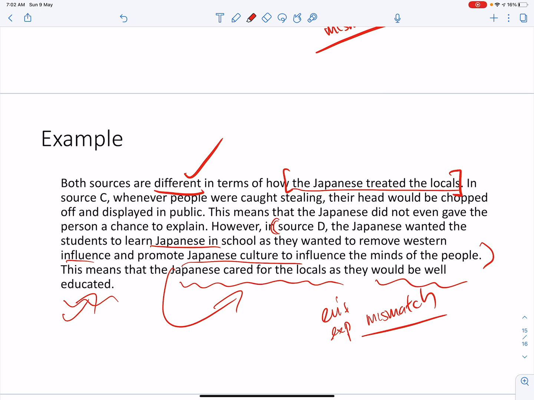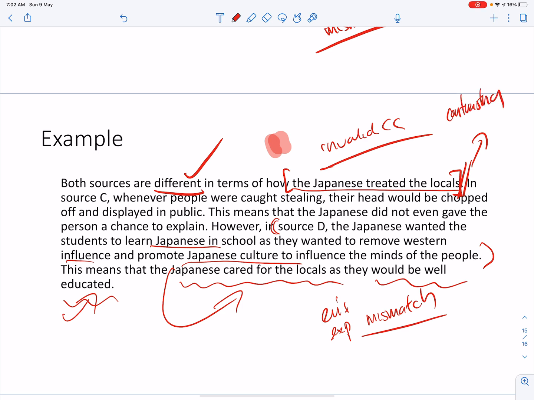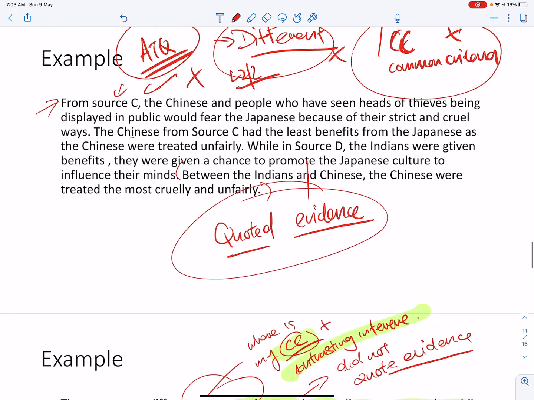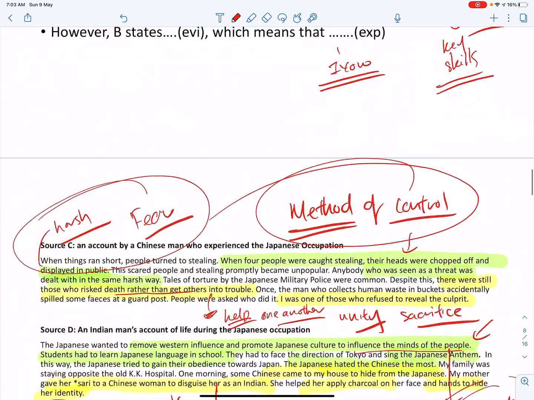So therefore, this one is also invalid. I will also call this your invalid CC. So check carefully. Are your evidence and explanation having a strong mismatch? Okay. And likewise, after you give me the CC here, right, where is my contrasting inference? Right, my contrasting inference is missing again. So now, let's look at the example one more time to explain what I am talking about.